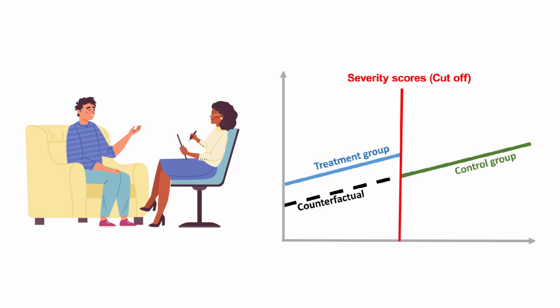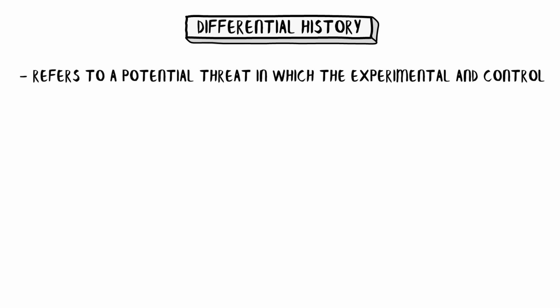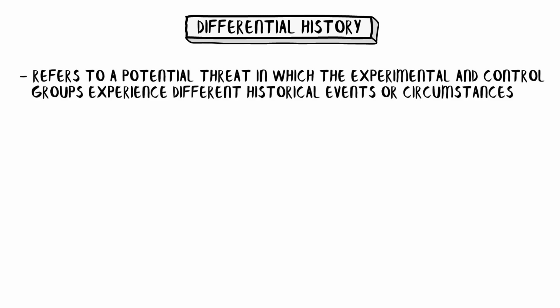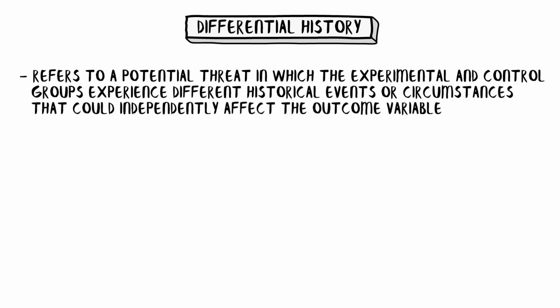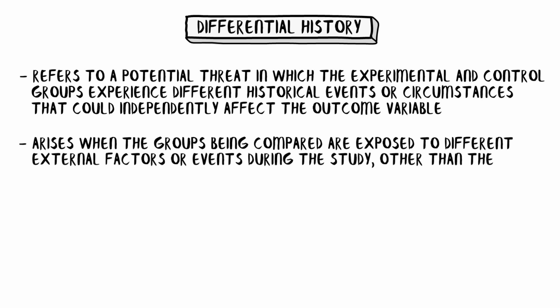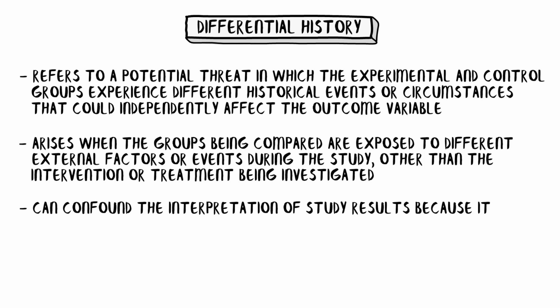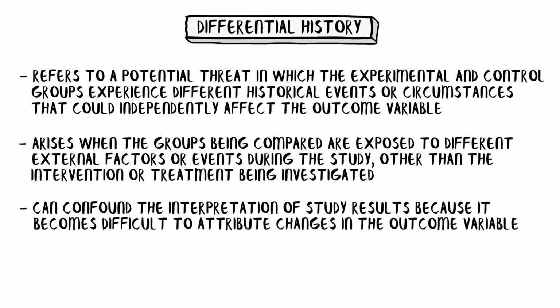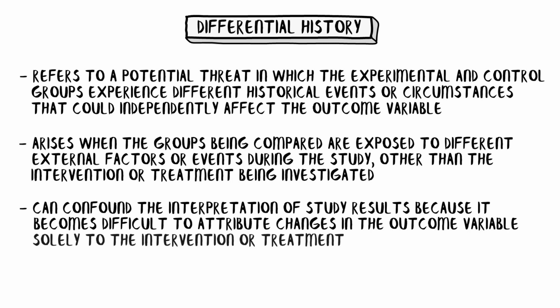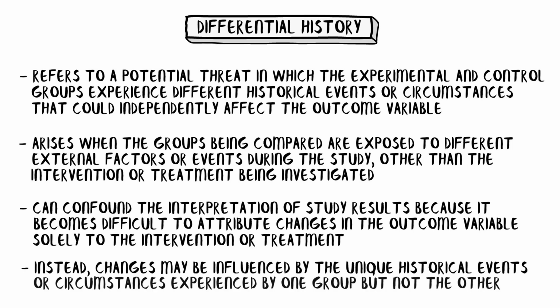One threat to internal validity for regression discontinuity design is called differential history. This refers to a potential threat in which the experimental and control groups experience different historical events or circumstances that could independently affect the outcome variable. This threat arises when the groups being compared are exposed to different external factors or events during the study, other than the intervention or treatment being investigated. Differential history can confound the interpretation of study results because it becomes difficult to attribute changes in the outcome variable solely to the intervention or treatment. Instead, changes may be influenced by the unique historical events or circumstances experienced by one group but not the other.